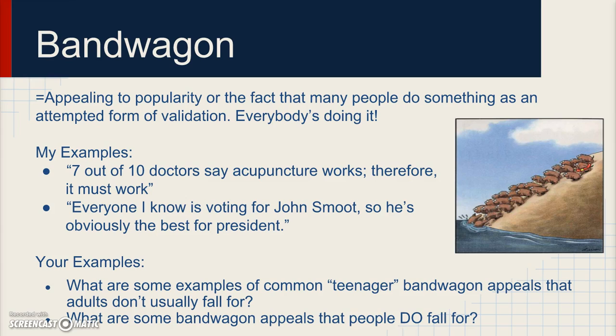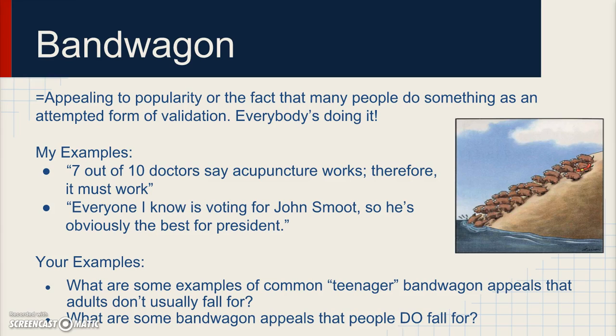The next pathos logical fallacy is bandwagon. And this definition is appealing to popularity or the fact that many people do something as an attempted form of validation. So the fact that everyone's doing it, that's why, according to your argument, people should believe you.